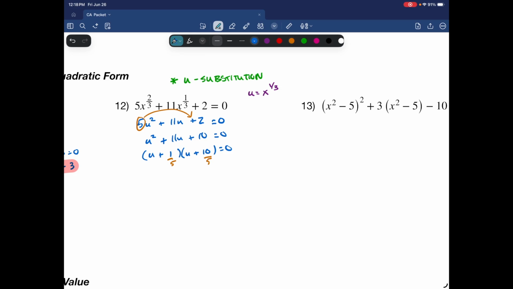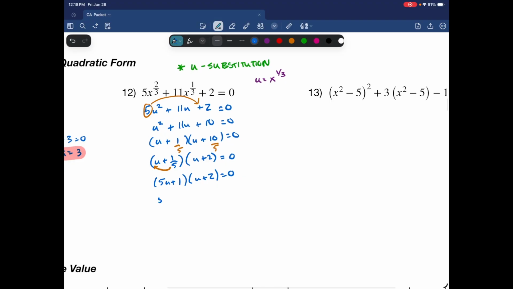Okay, so this is going to be u plus 1/5 and u plus 2. Any remainder that's left, I'm going to throw it in front of the variable. I got 5u plus 1, u plus 2 equals 0. All right, now I need to set each of these equal to 0. So 5u plus 1 equals 0, u plus 2 equals 0. So it's going to be 5u equals -1, u equals -1/5, u equals -2.